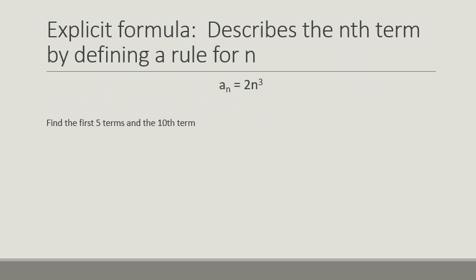Now that's great if you're only finding the first couple terms. But if you want to find the 10th term, like in this example, then that can be tedious. If I want to find the 100th, that can be really tedious. So we have what we call an explicit formula, which describes the nth term by defining a rule for n. So a sub n equals 2n cubed. So I can plug in any number I want now with this formula, because it's not based on the one before, and solve.